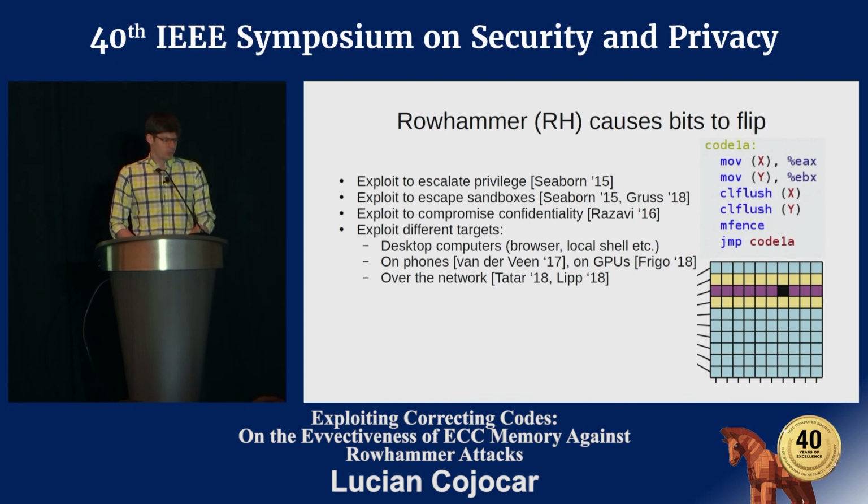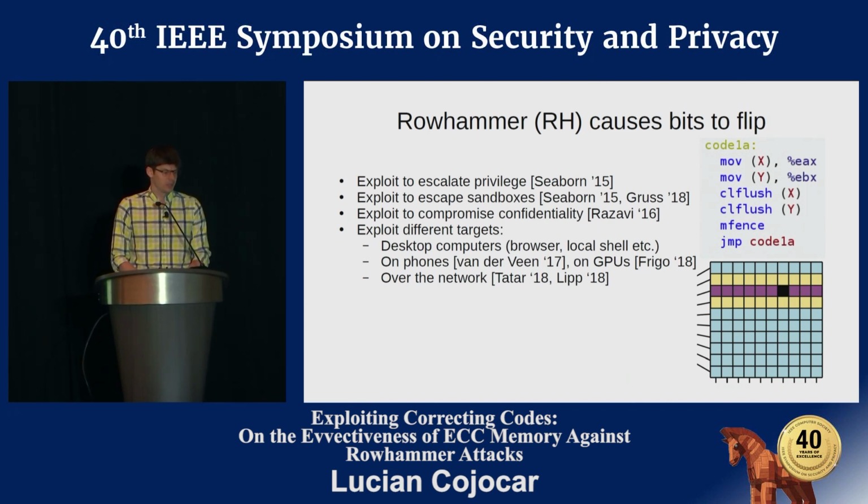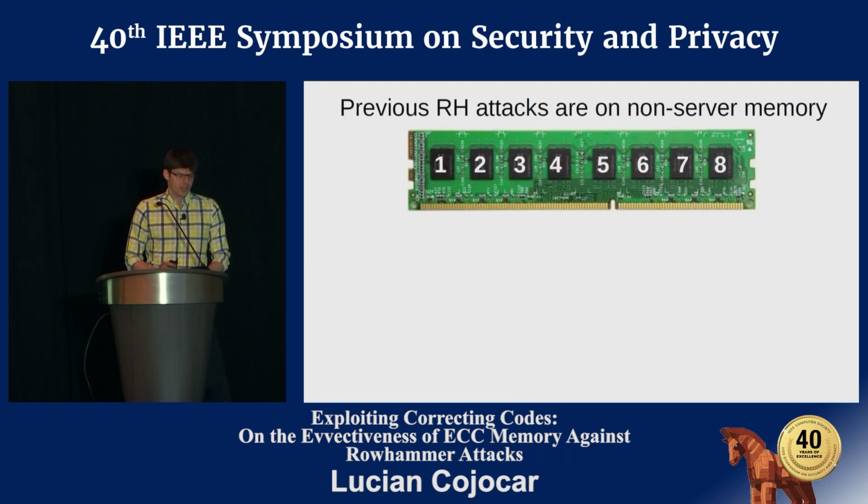So Rowhammer, we all know that Rowhammer causes bits to flip. That's the canonical example that we can use to trigger these bit flips. We also know that there are lots of exploits already written, and people show how we can escalate privileges or how we can escape sandboxes. Again, we can also compromise confidentiality. And the Rowhammer attack was shown to work on desktop computers, on phones, and we could even trigger bit flips in GPUs. And we can do so even over the network. So this is all previous work.